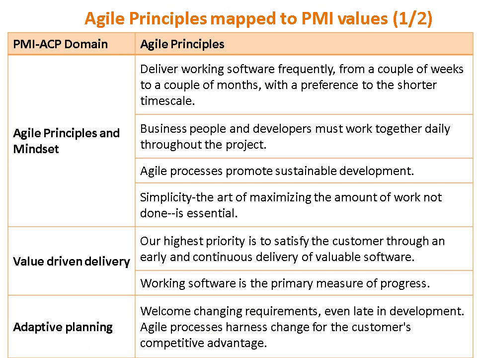Here, each of the 12 principles is mapped to the 7 PMI-ACP domains that they support. Domain 1, Agile Principles and Mindset. Domain 2, Value-Driven Delivery. Domain 3, Stakeholder Engagement. Domain 4, Team Performance. Domain 5, Adaptive Planning. Domain 6, Problem Detection and Resolution. Domain 7, Continuous Improvement: Product, Process, People.